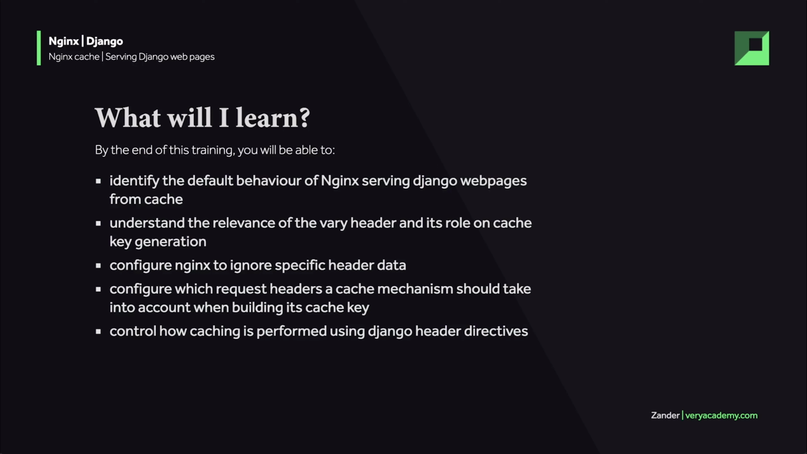In this tutorial, we take a look at how to configure which request headers a cache mechanism should take into account from a Django project, and then also control how caching is performed using Django header directives.